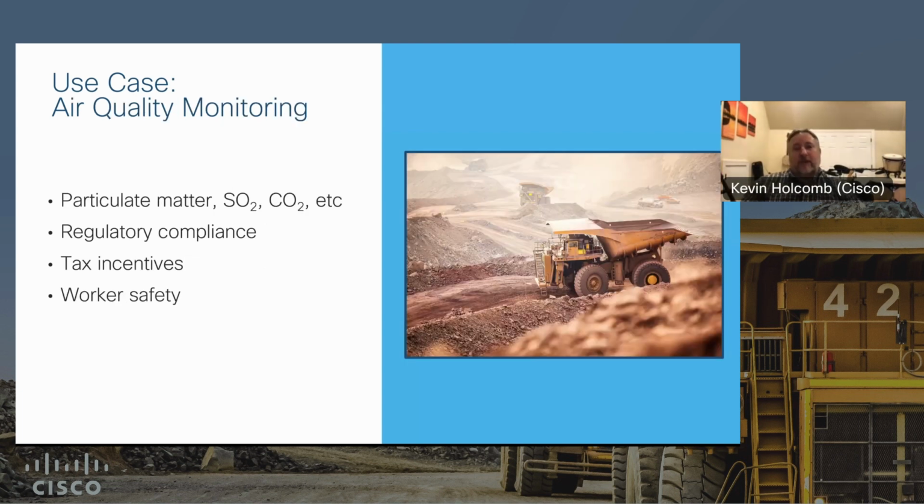Another good one is air quality monitoring. And again, let us know in the chat. I see a couple of ideas coming in. If there are other things in these categories that we missed or other things you can think of, please do let us know. So another one we've seen implemented is air quality monitoring, right? So that could be particulate matter, SO2, CO2, and that could be done for a number of reasons. It could be regulatory compliance. It could be proof so that you can get tax incentives, and also for worker safety, right? Just making the mine a safer place to work.